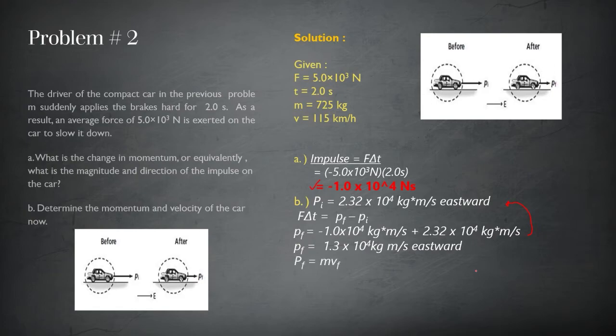But we also have a formula for the final momentum, which is your mass multiplied by your final velocity. So we need to solve for the velocity. If we transpose the formula, we get V_f, or the final velocity, is equal to the final momentum divided by the given mass. So we have the final momentum of 1.3 × 10^4 divided by the 725 kilograms, which is given from the previous problem. By solving that equation, we get a value of 18 meters per second, or 65 kilometers per hour eastward.